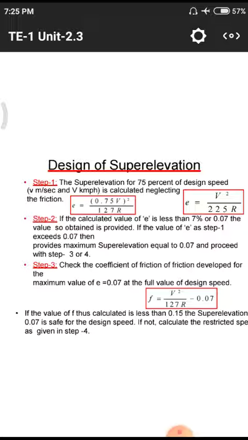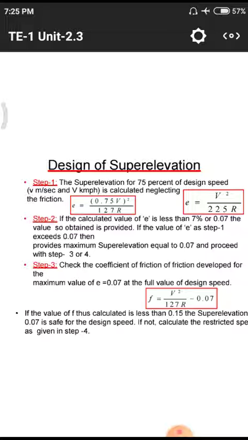So we have to assume these frictional properties by equating e equal to 0.07, so we need to consider friction also. If the value is greater than 7, we need to consider frictional properties. If the value is less than 7%, we won't have to consider frictional properties for a particular super elevation curve or horizontal curve, whatever it may be. If the value is less than 7, we simply neglect the friction f value.